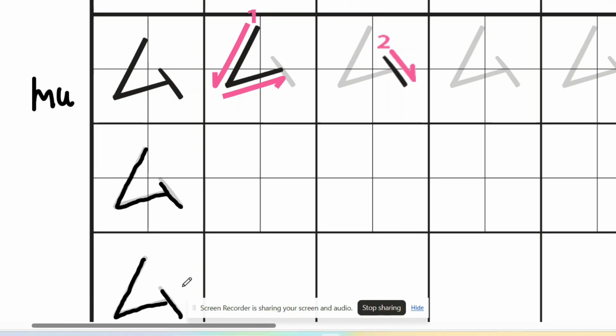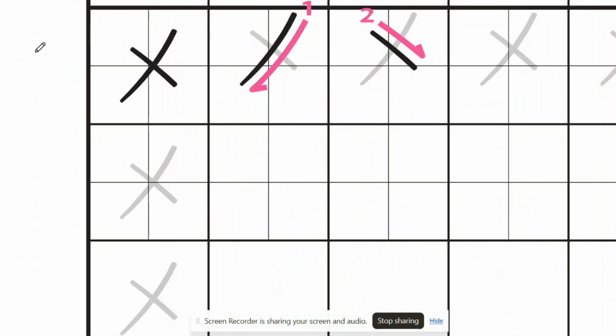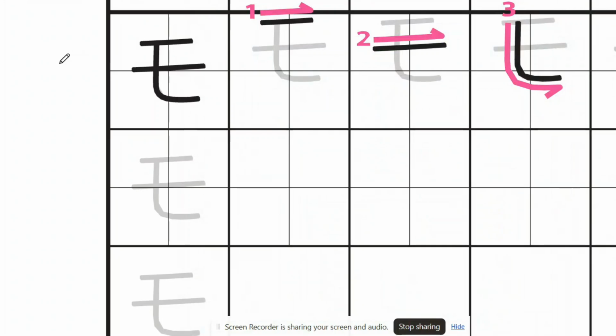This is mu. The next character is me. This is me. So this character has got two strokes. The first stroke is like this and the second stroke is like this. I'll show it again. The first stroke is like this and the second stroke is like this. This is me. So the last character of the M-row is mo.